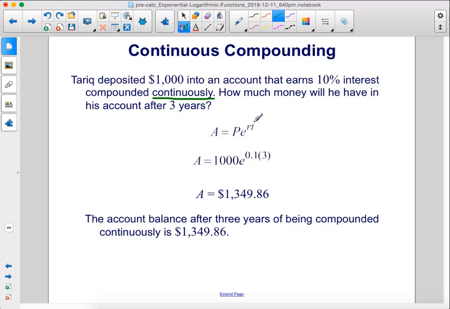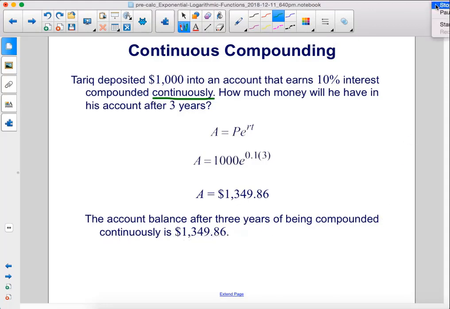Here's the equation we're going to be using for continuous compounding. A equals P times e to the rt. The principal is $1,000, r is 10% or 0.1, and it's 3 years, so t is 3. Put this in your calculator and you will get $1,349.86.